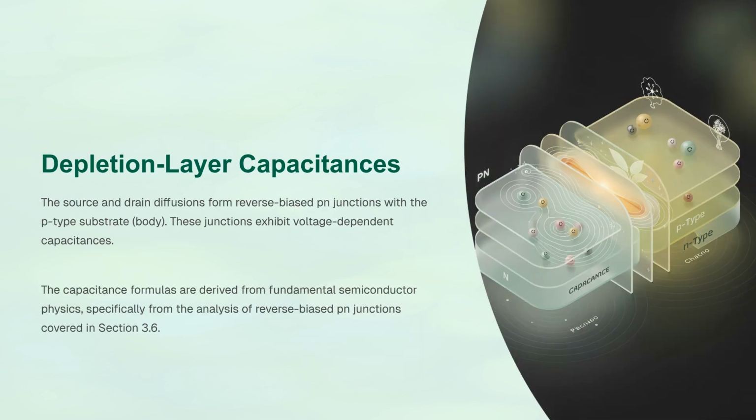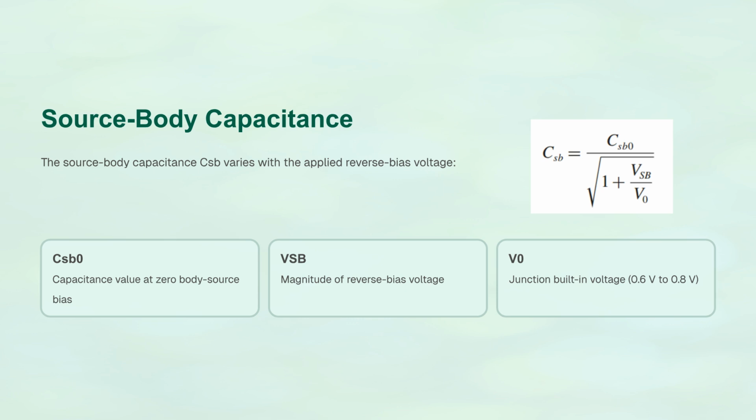The source and drain diffusions form reverse-biased PN junctions with the substrate, or body. These junctions result in depletion layer capacitances, CSB and CDB, which are voltage-dependent. Their formulas are derived from fundamental semiconductor physics. The source-body capacitance, CSB, varies with the applied reverse bias voltage.